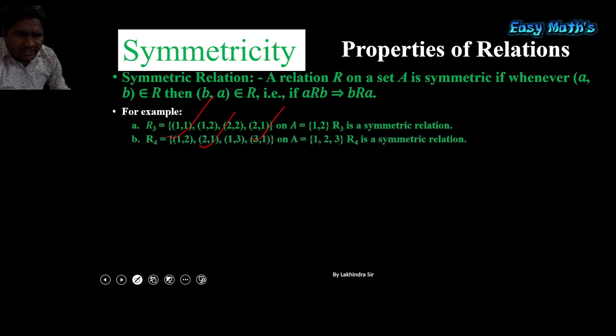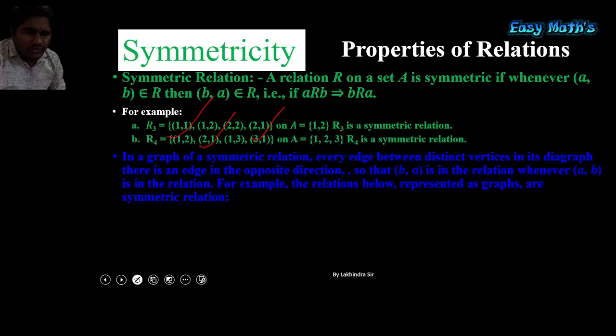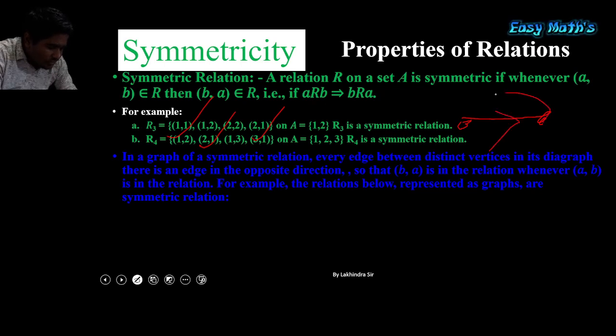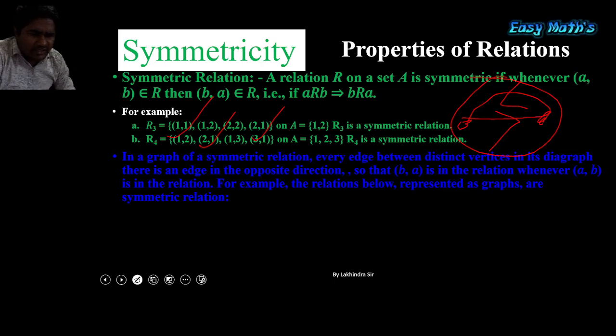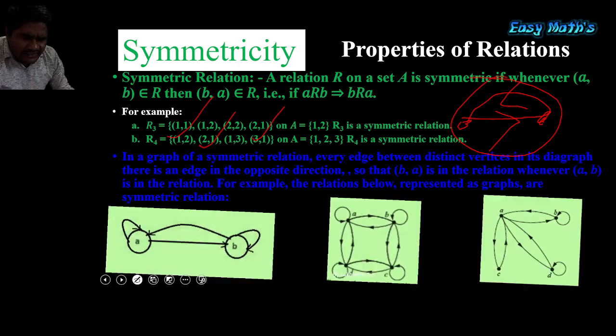Okay, next, another example. When we represent this in a graph or diagram, we say that for every edge between distinct vertices, we have an edge for the two vertices. When point A is going to B, there must be B going to A. Then this type of graph is said to be a symmetric relation, or symmetricity.